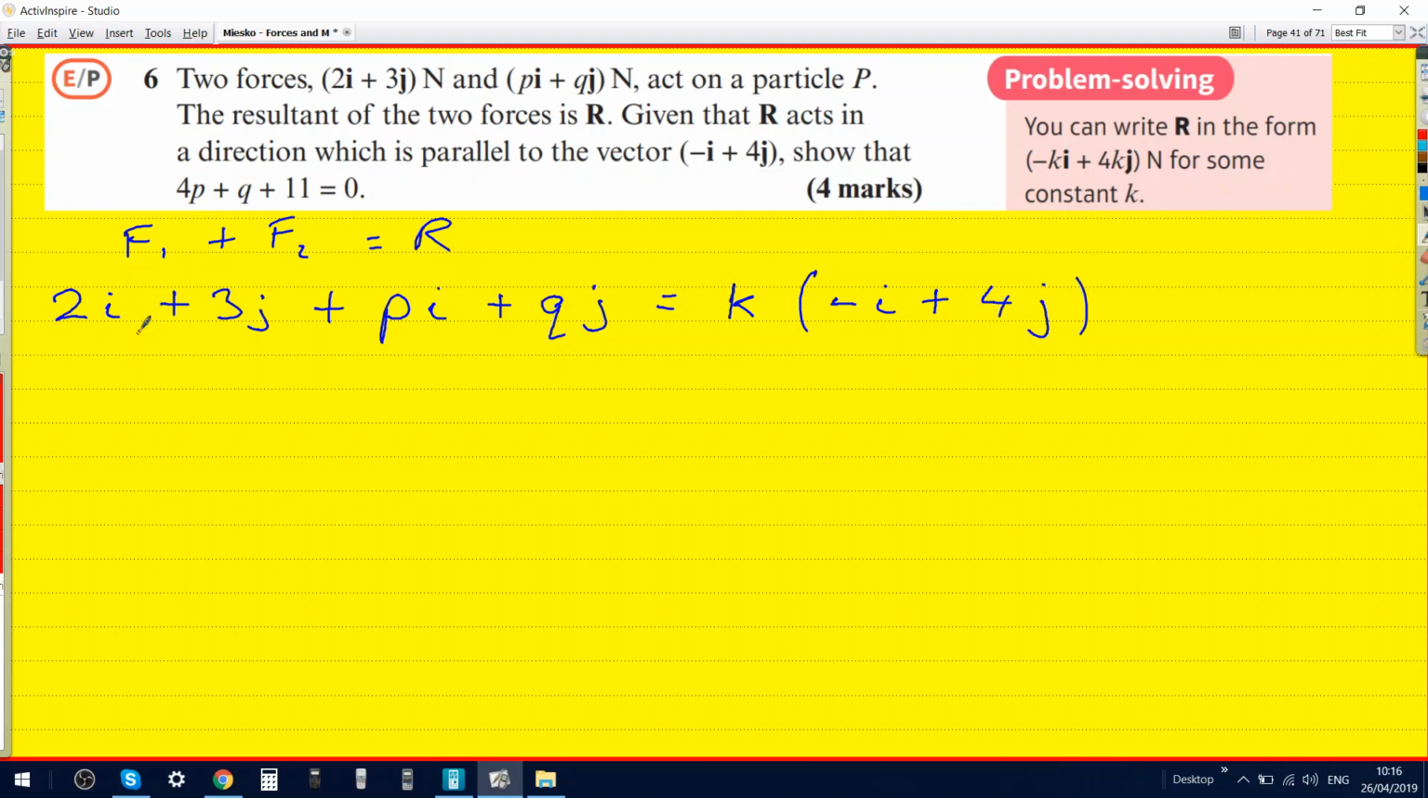Okay, so 2i plus pi is equal to minus ki. Okay. And you can divide everything by i. So it's just 2 plus p equals k. Okay. So same thing in the j direction. So 3j plus qj equals 4kj.